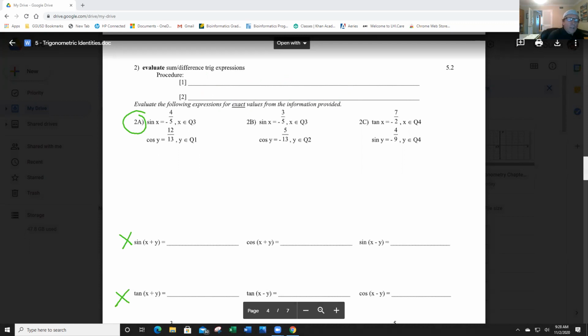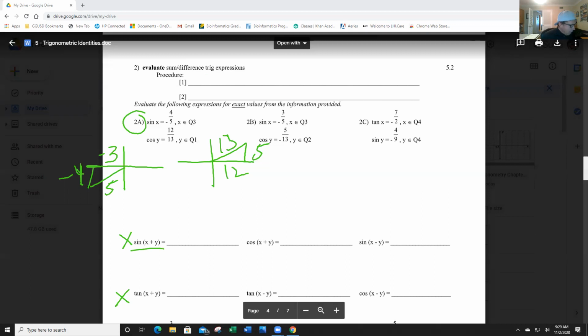Here's triangle A. I don't draw them to scale, I just draw them real quick. We're talking quadrant 3 here, and we got -3, -4, and 5. It's a 3, 4, 5 triangle. And then the other one, B, is a 5, 12, 13. And I need to do sine of x plus y.